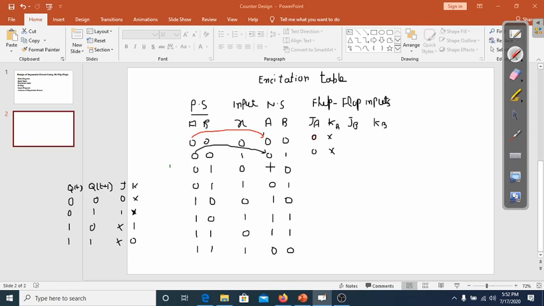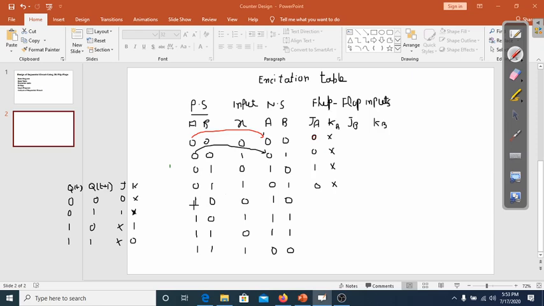So here, by using this excitation table, the flip-flop's input would be JA should be 1, must be 1, and KA should be don't care. It could be a 1 or 0. There are two possibilities. For this case, when present state is 0, next state is 0. In this case, J is 0 and K is don't care.